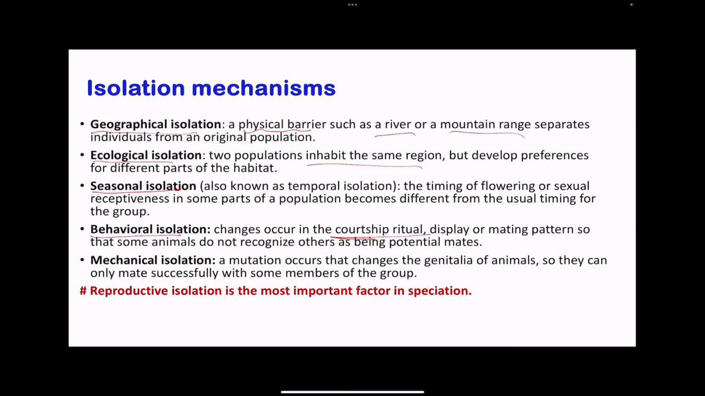This is about courtship rituals, the mating patterns, and so on. So if they change, it means other organisms are not going to recognize that specific courtship ritual as well as the mating pattern, and therefore they will not understand each other, and they will not be able to mate with each other in order for gene flow to occur. There is also mechanical isolation, and this could mainly be due to a mutation that could occur and maybe change the genitalia of the animals so they no longer fit, and this can lead to reduced gene flow, and so speciation can arise. Reproductive isolation is going to be the most important factor in speciation.